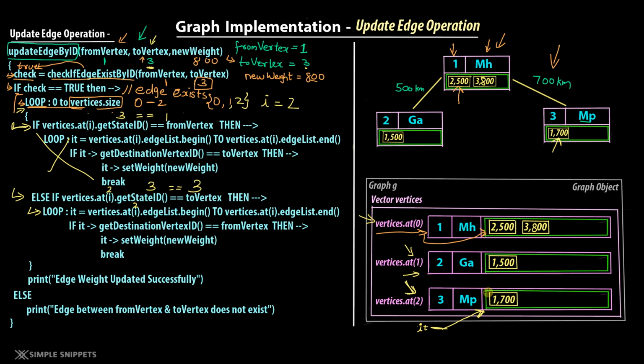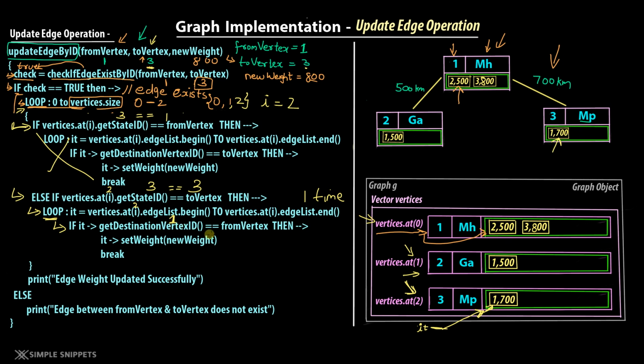In this edge list we have only one object, which means this inner loop is only going to run one time. So edge list dot begin to edge list dot end, we only have one element in this edge list, that is one edge object. So we go inside this loop only one time. We say if it dot get destination vertex ID. It is currently pointing to the very first edge object, which is 1,700. So when you say get destination vertex ID, the destination vertex ID is 1 over here.